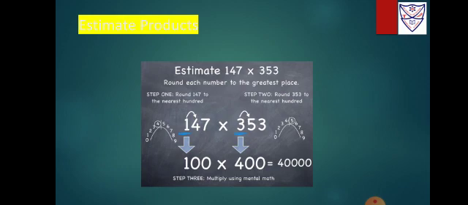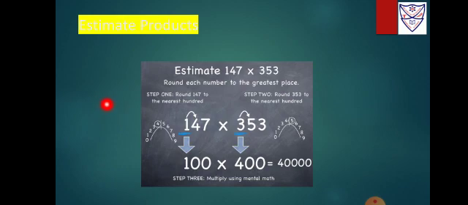Estimate product. Let us understand this also. One example, 147 multiplied by 353. Here students, both the values are 3 digits, and that is hundreds place value we will round. So step 1, we will round 147 to the nearest hundred.